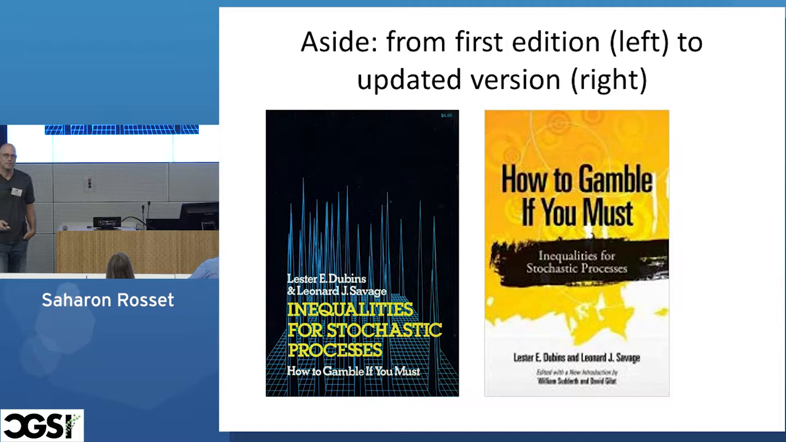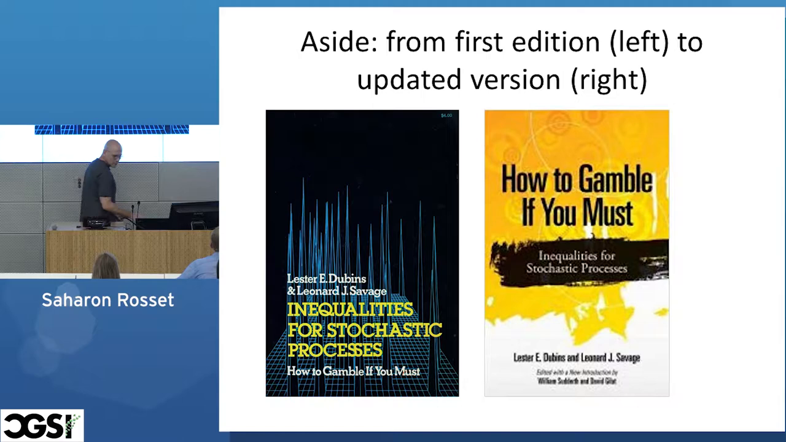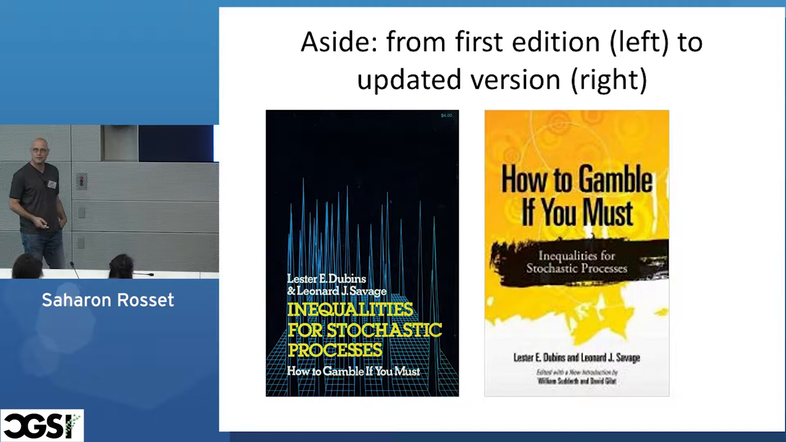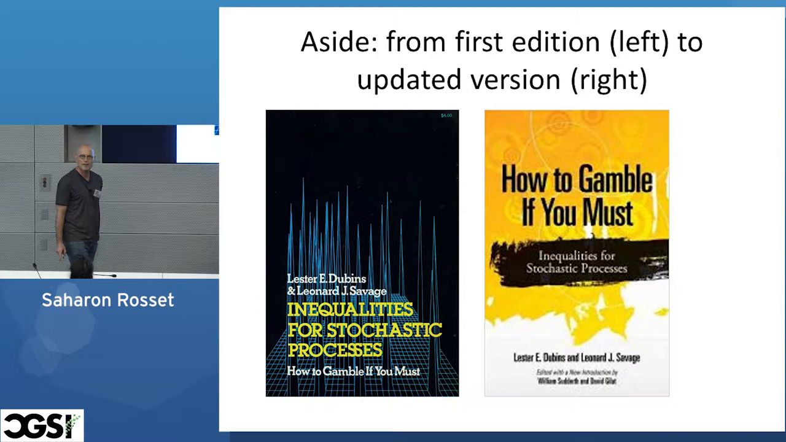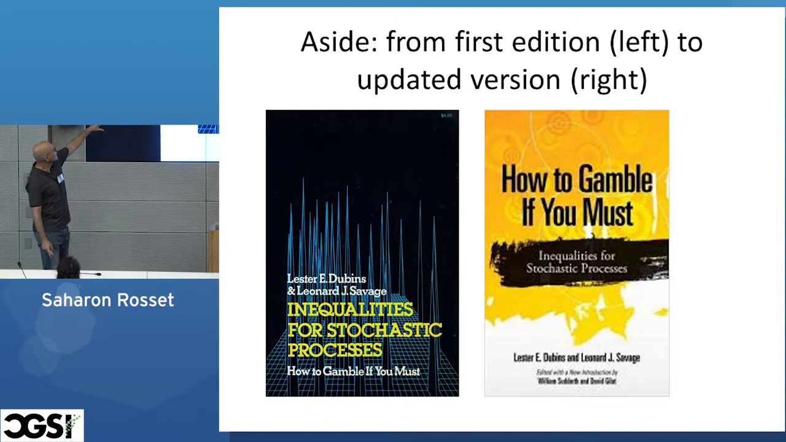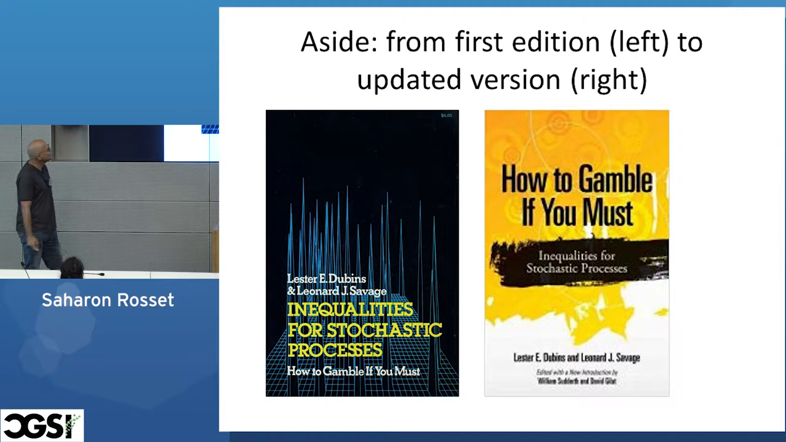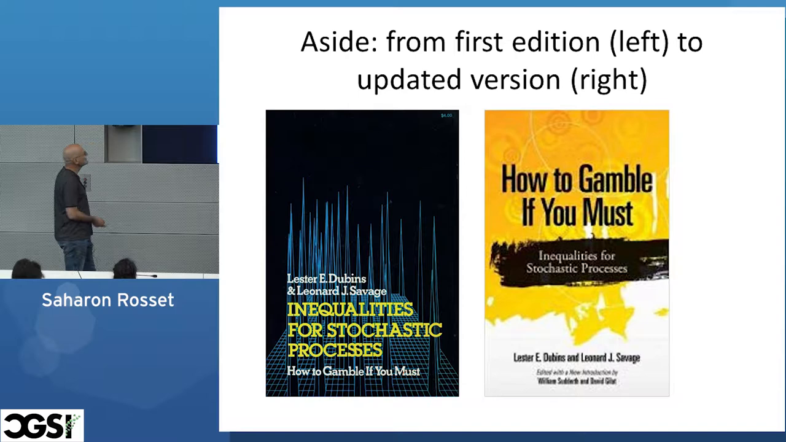These are two editions of the same book. The original one is actually from the 70s. The one on the left is the one from the 70s, and it's called Inequalities for Stochastic Processes, How to Gamble If You Must. The second one is from 2014, the next edition of the same book. The two original authors were dead by then, but some of the more marketing savvy students updated the book a bit, and then instead of being called Inequalities for Stochastic Processes and How to Gamble If You Must in Small, it was called How to Gamble If You Must in Large Print, and then Inequalities for Stochastic Processes in Small. And I think anyone who bought this book hoping to really learn how to gamble was very disappointed unless they have a PhD in probability.